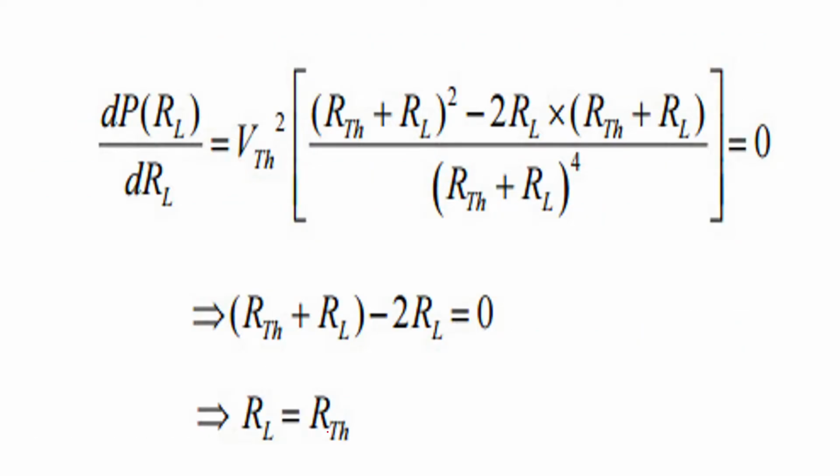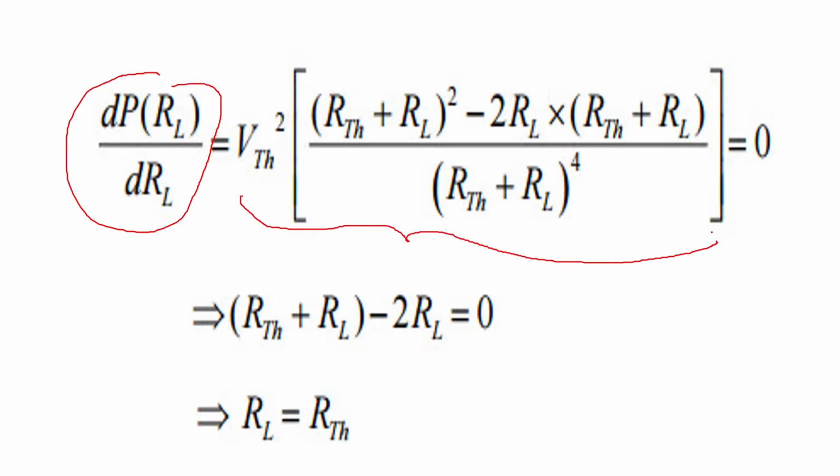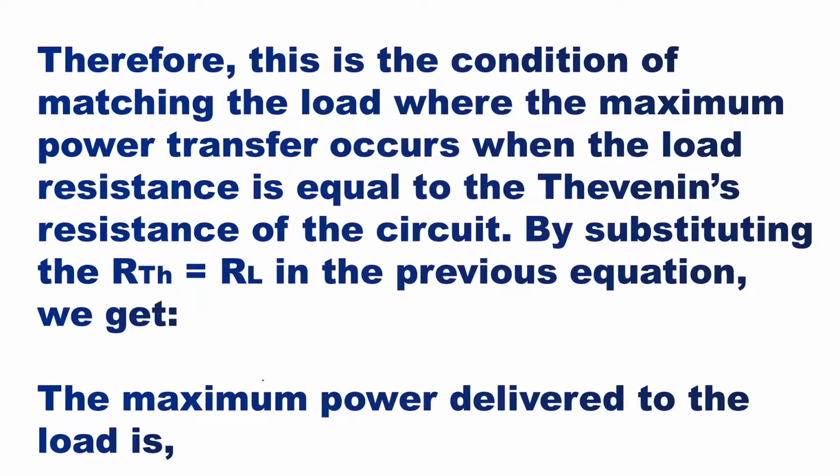So here you can do that, and we can see that if you differentiate with respect to RL, this is what we are doing here, and then replacing that in the complete equation we have got earlier, and equating it to 0, we can reduce it to this, and we can show that RL is equal to the Thevenin's resistance. This is the condition for maximum power transfer. Therefore, this is the condition of matching the load, where maximum power transfer occurs when the load resistance is equal to the Thevenin's resistance of the circuit.